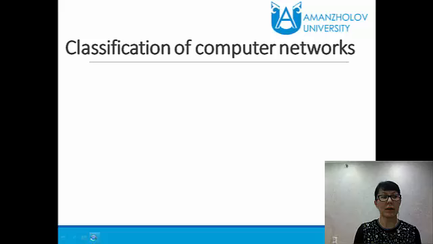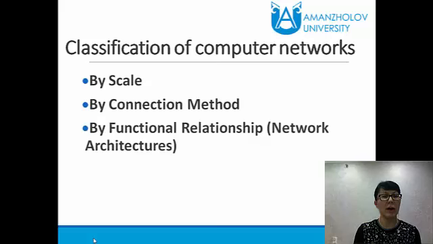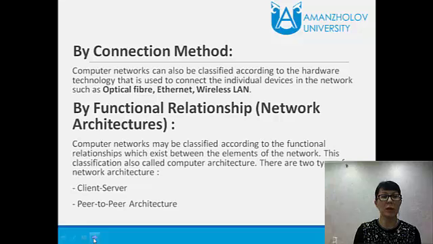Computer networks are classified by scale, by connection method, by functional relationship, and by network topology. By scale, computer networks may be classified as local area network, metropolitan area network, and wide area network. Computer networks can also be classified according to the hardware technology that they use to connect the individual devices in the network, such as optical fiber, Ethernet, and wireless LAN.